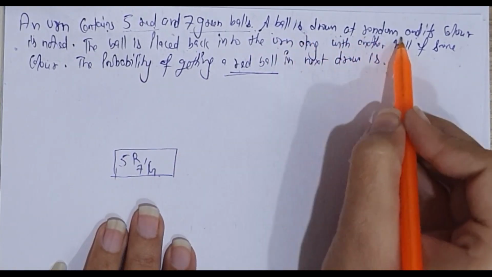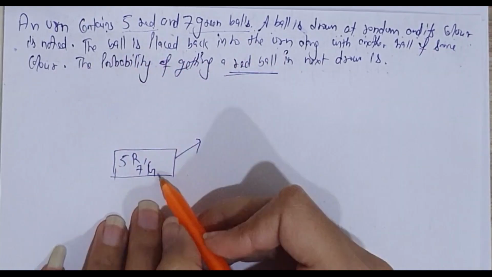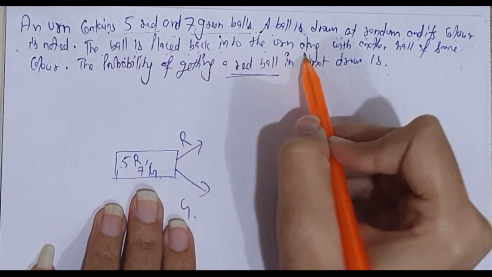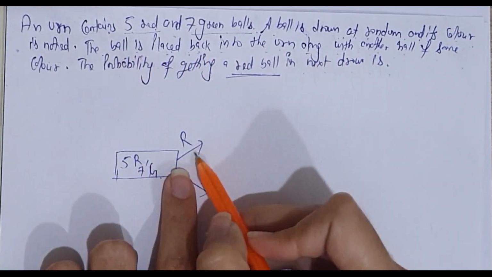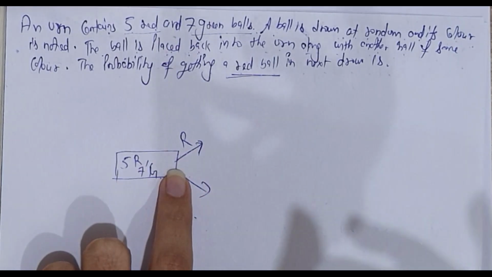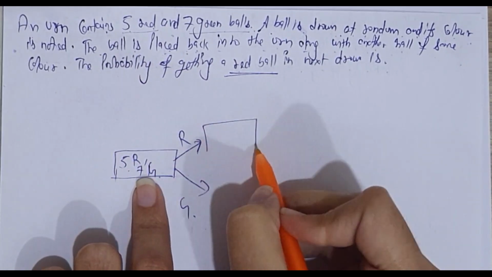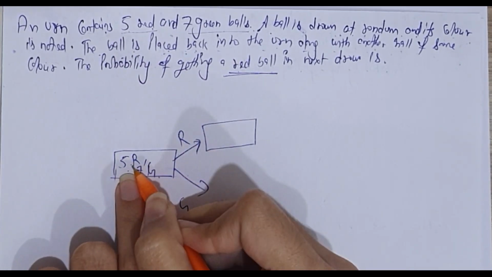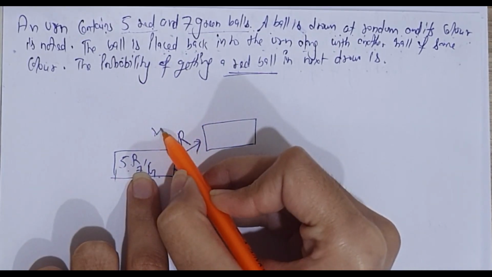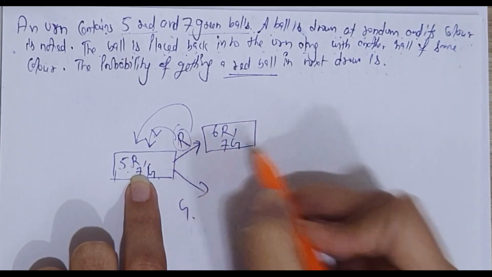A ball is drawn at random. We draw a ball at random and its color is noted. It can be a red ball or it can be a green ball. They are saying that if a red ball occurs, then we note the color, and with that ball we place another ball of red color. It means that if firstly we have 5 red balls and a red ball is drawn, then they place another red ball with it. It means that 6 red balls are there and the 7 green balls remain the same.